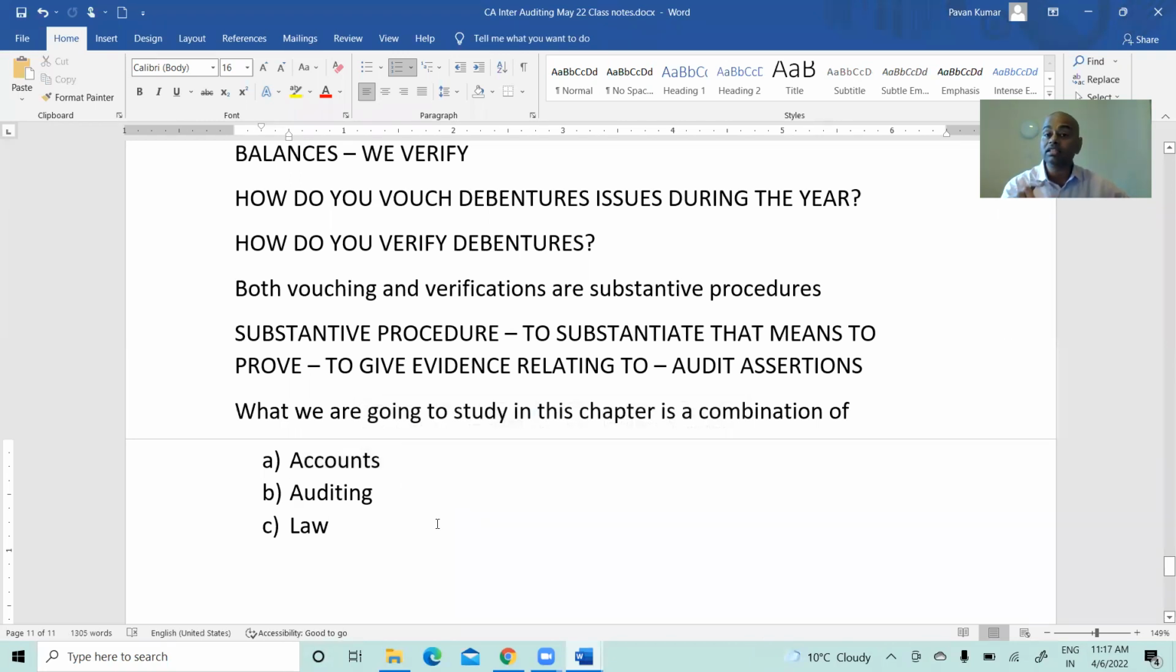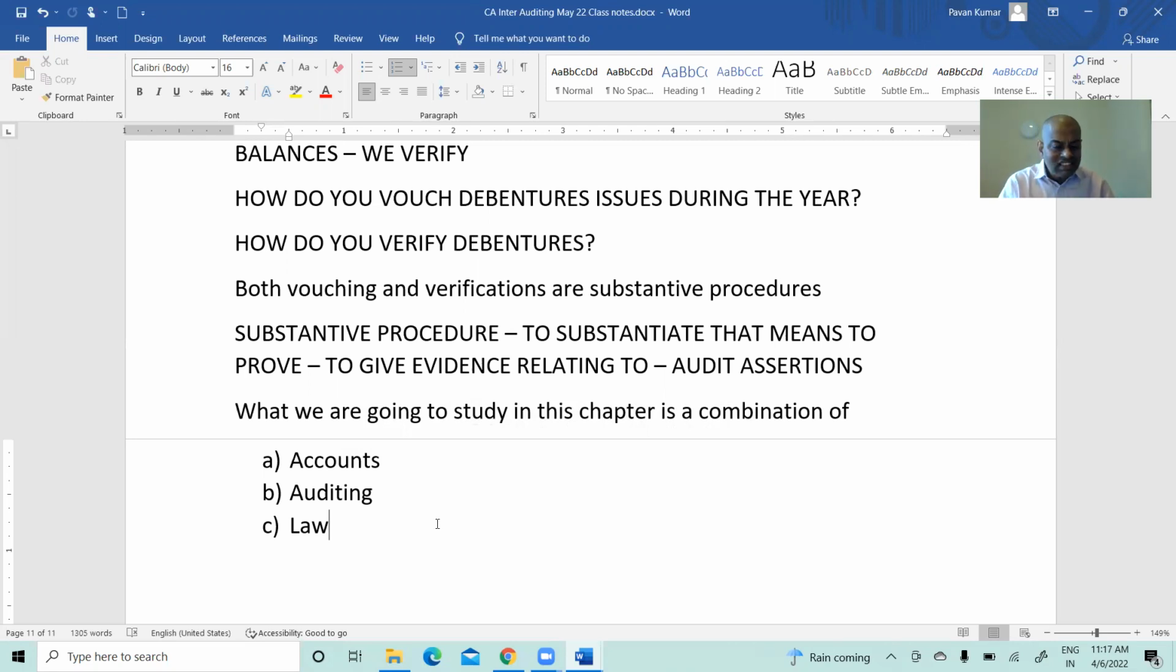Then there are areas, how will you verify dividends paid? How will you verify managerial remuneration paid? How will you verify shares issued? How will you verify shares forfeited? How will you verify shares forfeited and reissued? How will you verify redemption of debentures? How will you verify redemption of preference shares? How do you verify shares issued at a premium? Shares issued, like ESOP, sweat equity shares. How do you verify share transfer? How do you verify bonus issue? How do you verify capitalization of reserves? How do you verify issue of right shares?